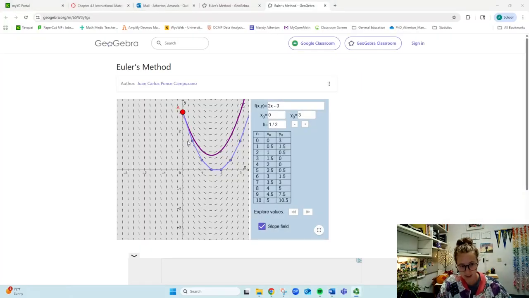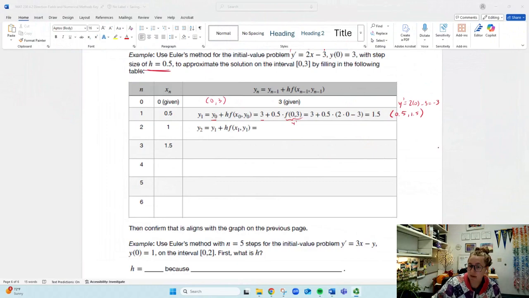So I've actually input these in, and now that I'm at this next point, I went 0.5 away to get to here. Now that I'm here, I'm going to find my slope at that point, and that'll lead me to this point right here. So this gave me the 0.5, and then my y value is 1.5. Now I'm going to go another 0.5 because that's what my h is here.